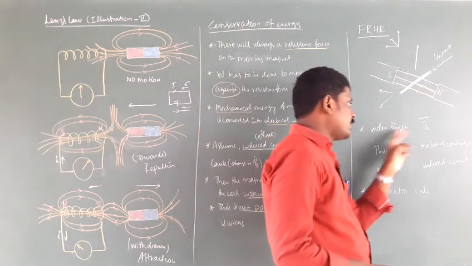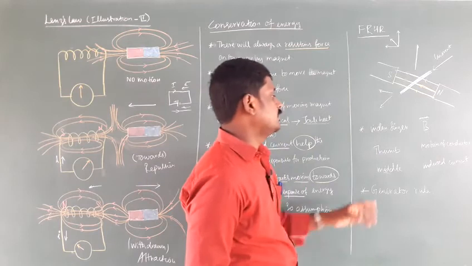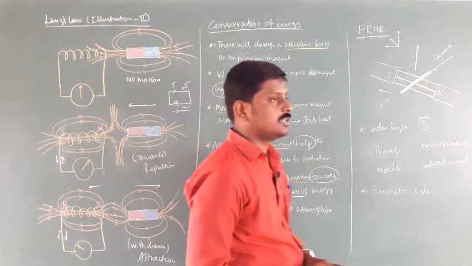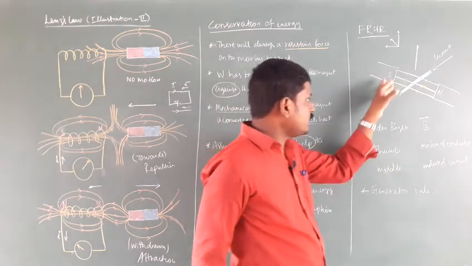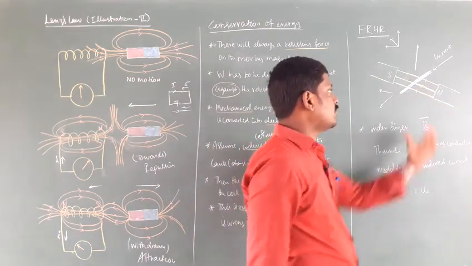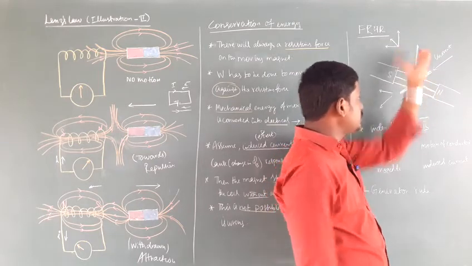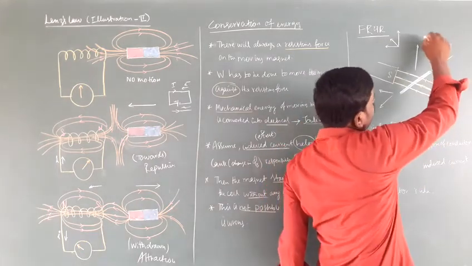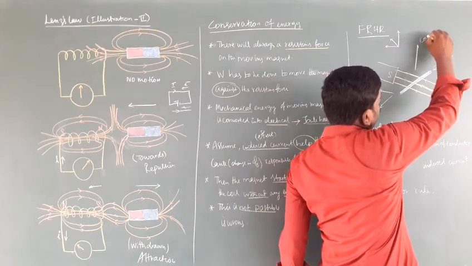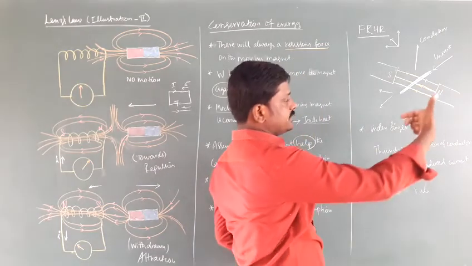The index finger points in the direction of magnetic field, the thumb points in the direction of motion of the conductor, and the middle finger points in the direction of induced current. How does it apply? The conductor is placed between the bar magnets. I am moving upwards, so the conductor is moving upwards. That is the thumb.